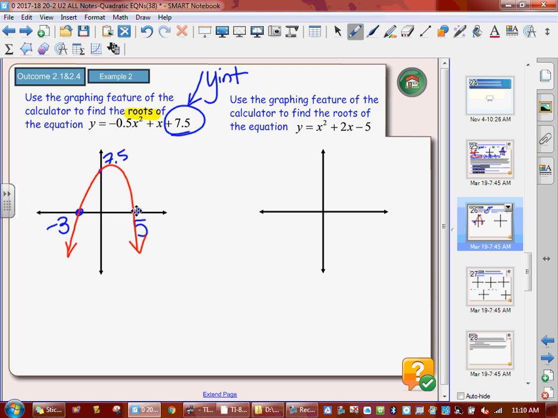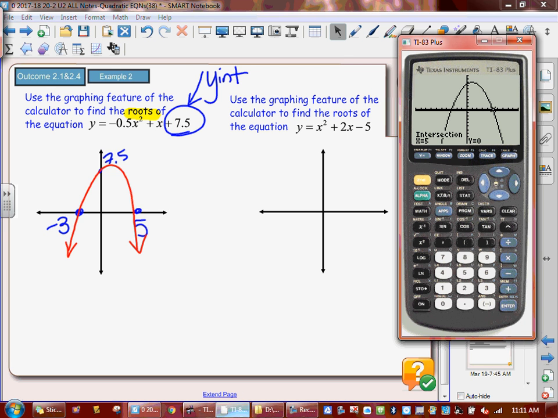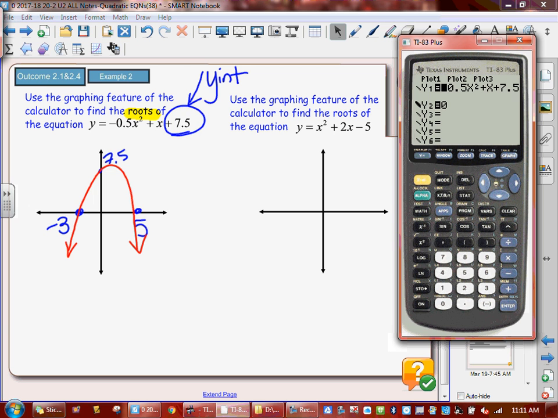Perfect. All right, let's try the next one. Some of our answers are going to start to be decimals. They're not always going to be even numbers. Okay, this equation. We only have a couple examples left. Clear out what you have in y1. Now we're going to put in x squared plus 2x subtract 5. Now we're going to hit the graph button. And this one's going to be decimals.